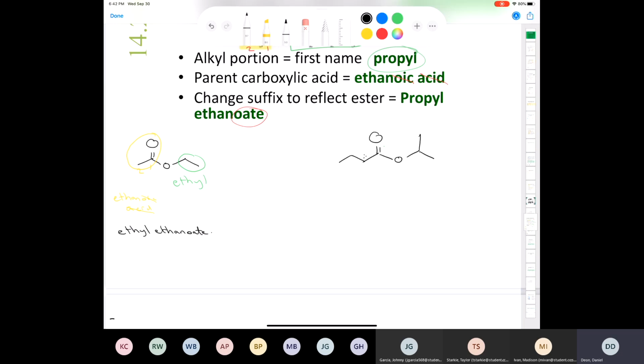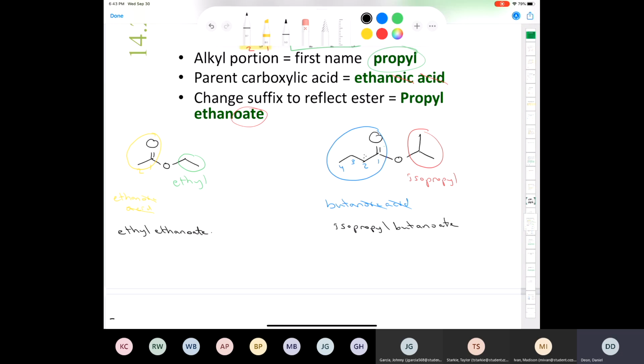And in the next one, by the carbon-oxygen single bond, that's where our alkyl group is. It's an isopropyl group. So isopropyl. And then in the other portion here, we have a total of 1, 2, 3, 4 carbons. So if we have a 4-carbon carboxylic acid, that would be butanoic acid. We drop oic acid and we replace it with oate. And so the name of this compound would be isopropyl butanoate, like that. Give me a thumbs up if you follow me on that.